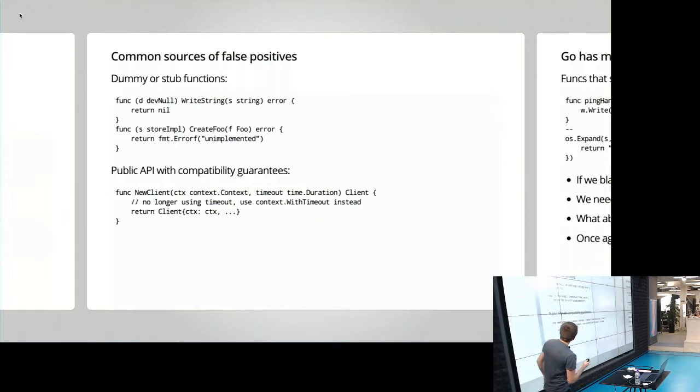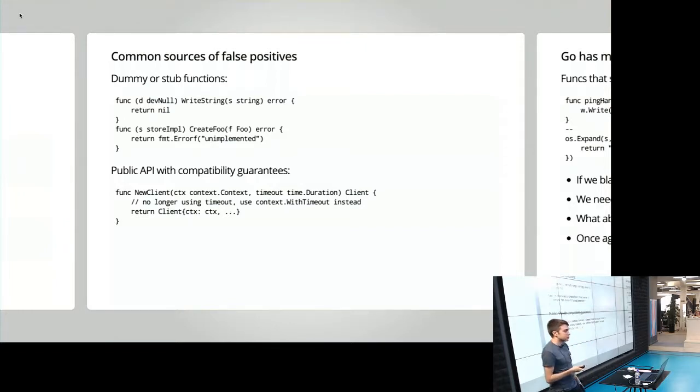And there are some common sources of false positives. These are not particular to Go. These are common in all languages. One of them is dummy or stub functions. For example, suppose that you have a dev null type, such as the dev null on Unix machines. Whenever you write to that, you don't want to actually do anything. So the S parameter seems to be unused, but this is on purpose.